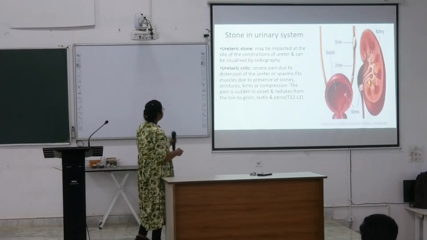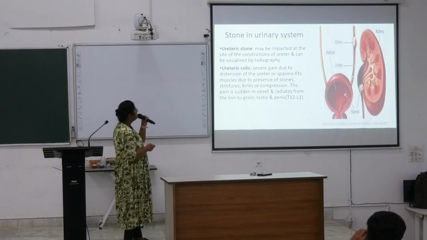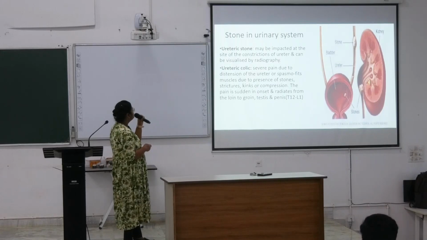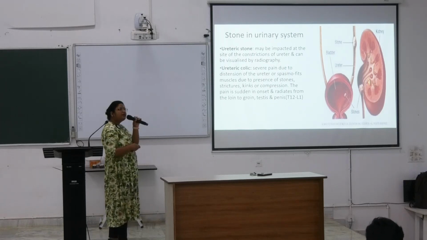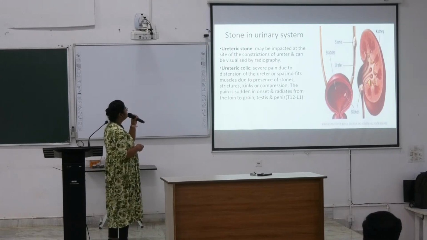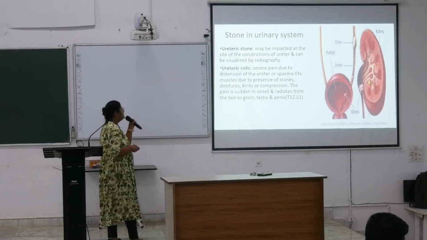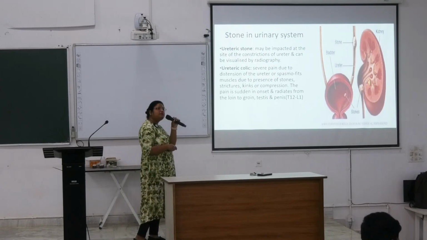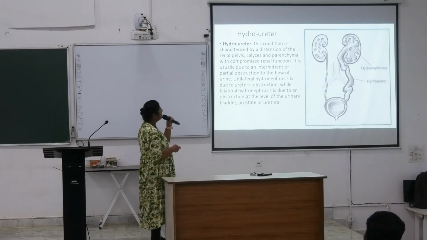Next, stone in the urinary system. Ureteric stone: see, this is a stone in the ureter near the bladder opening. It may be impacted at the site of constriction of the ureter and can be visualized by radiography, antegrade or retrograde pyelogram. Ureteric colic leads to severe pain due to distension of the ureter or spasm of its muscle due to the presence of stones, strictures, kinks or compression, and the pain is sudden in onset and radiates from loin to groin, testis and penis, T12 to L1 segment. Next, hydroureter. See, there is distension of the ureter.